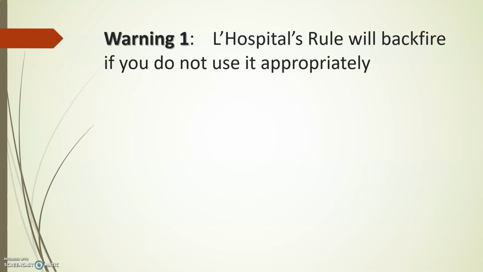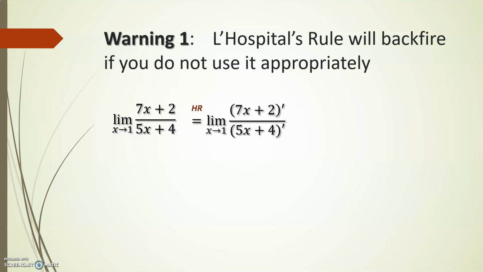A few warnings before we move on to our next chapters. L'Hopital's rule will backfire if you do not use it appropriately. For instance, here is a limit that is simple enough as x goes towards 1 and is applied to the ratio 7x plus 2 over 5x plus 4. These are differentiable functions, and if you were to replace top and bottom by their derivatives, you would get an outcome that is 7 over 5, and the limit on this constant would still be 7 over 5.